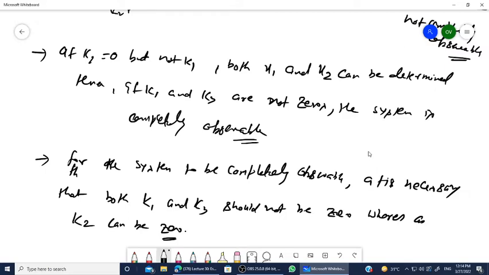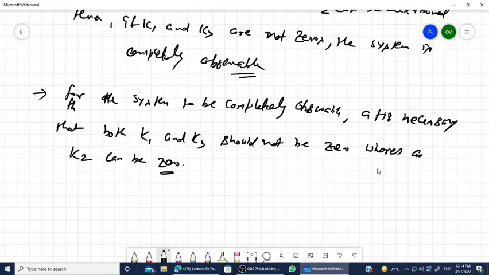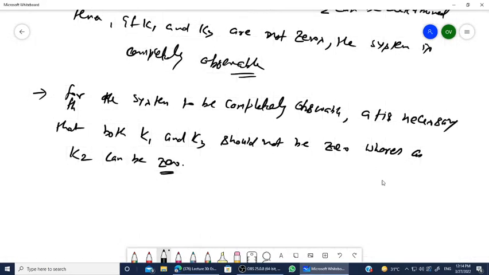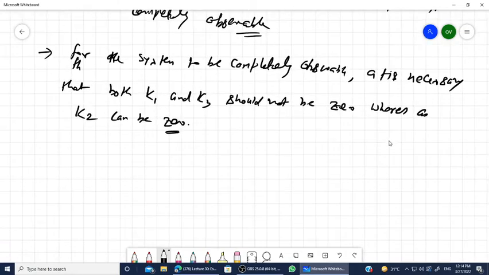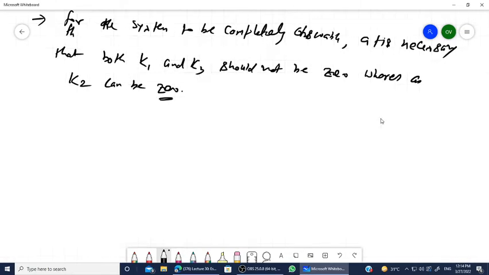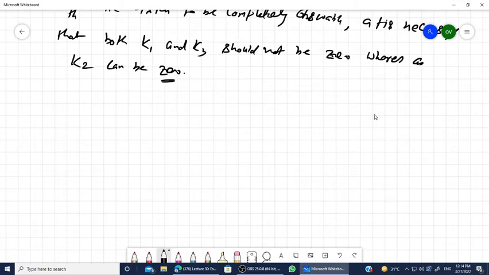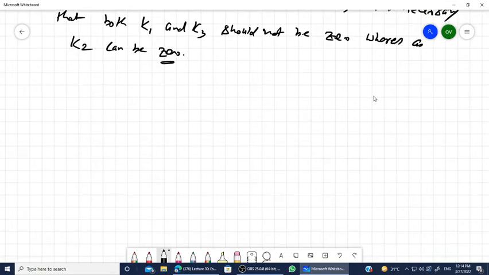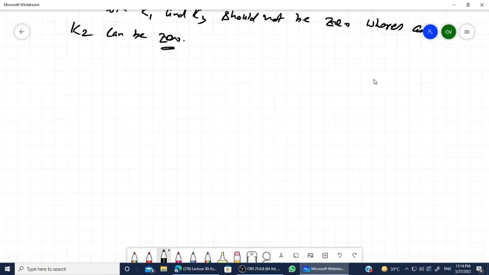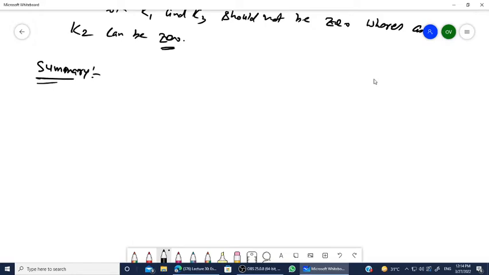How now are we going to develop the concept? How now are we going to define observability in the case of repeated eigenvalues, or the system represented with the help of the Jordan canonical form? Okay, so I am writing the step by step conclusion here, in the form of a summary.